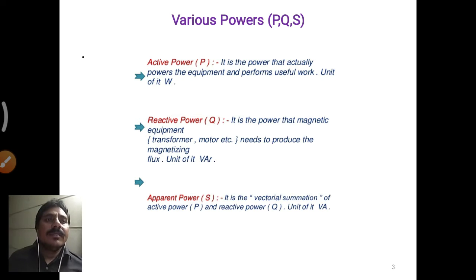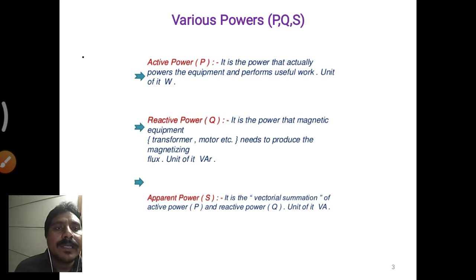Now coming to the various powers and their definitions. Active power is represented by capital P. The active power performs the useful work in the network. So this is the power responsible for doing useful work in the circuit. The unit for this power is watts, which is simply represented as capital W.